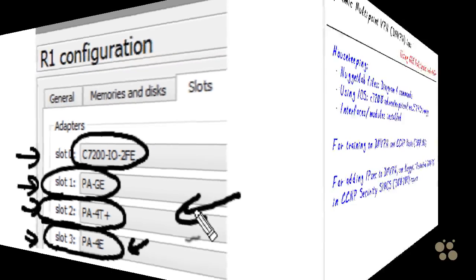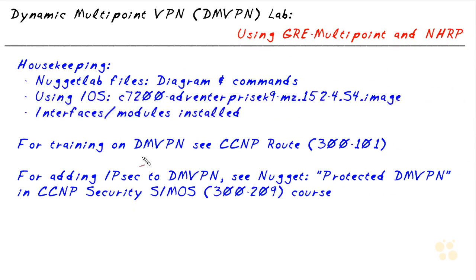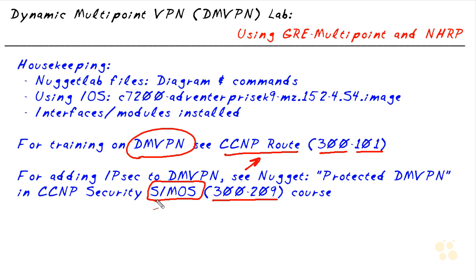For training regarding the details of DMVPN, I would refer you to the CCNP ROUTE course taught by my good friend Jeremy Cioara. That's course number 300-101. Our focus here in this course is to do hands-on labs. If you've been through that DMVPN nugget with Jeremy in CCNP ROUTE, and you want to take a look at adding the IPsec on top of the DMVPN, I would invite you to join me in the 300-209 course, which is the SIMOS course. It's part of the CCNP Security. There is a nugget specifically called Protected DMVPN, and it just focuses on adding the IPsec cryptography on top of a working dynamic multi-point VPN network.